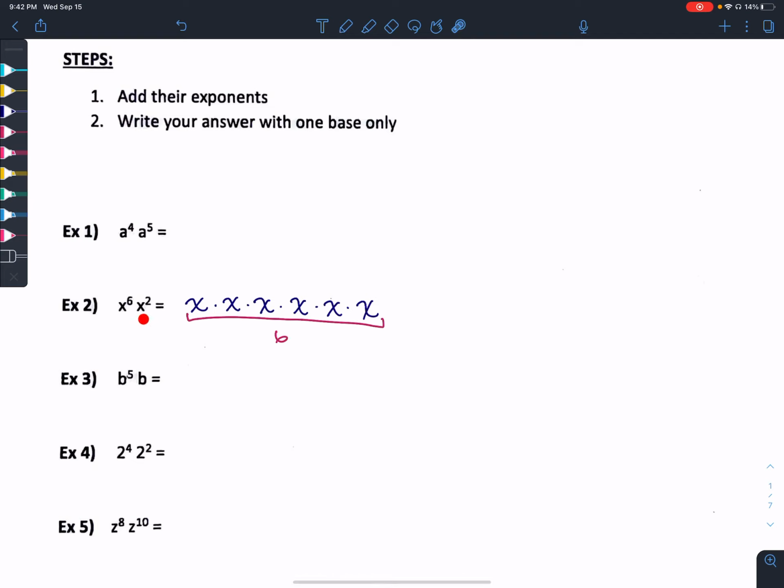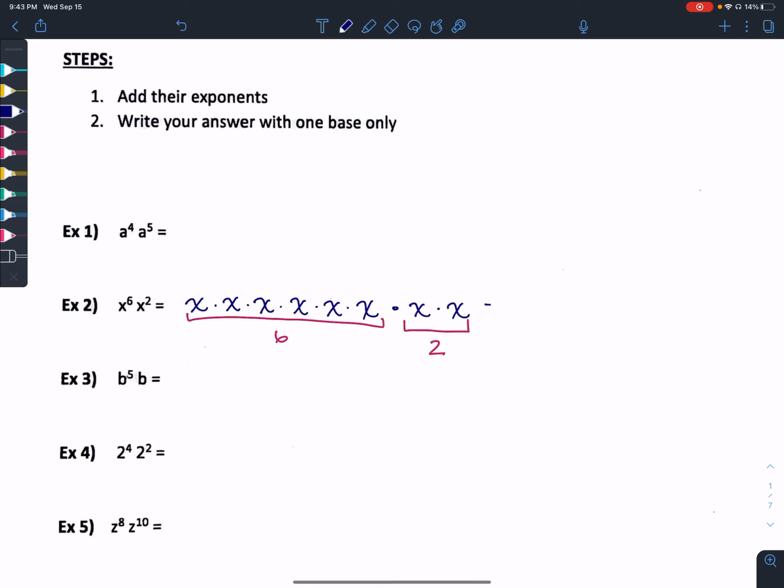And then I have this x to the power of 2. So I can repeat my multiplication again 2 times. Now here I have 2 of them. I'm saying 6 of them and 2 of them, and we know in this context they are being multiplied because we have exponents. Now if I count them out, how many x's do I have in total being multiplied? 1, 2, 3, 4, 5, 6, 7, 8. I have 8 of them total being multiplied together.